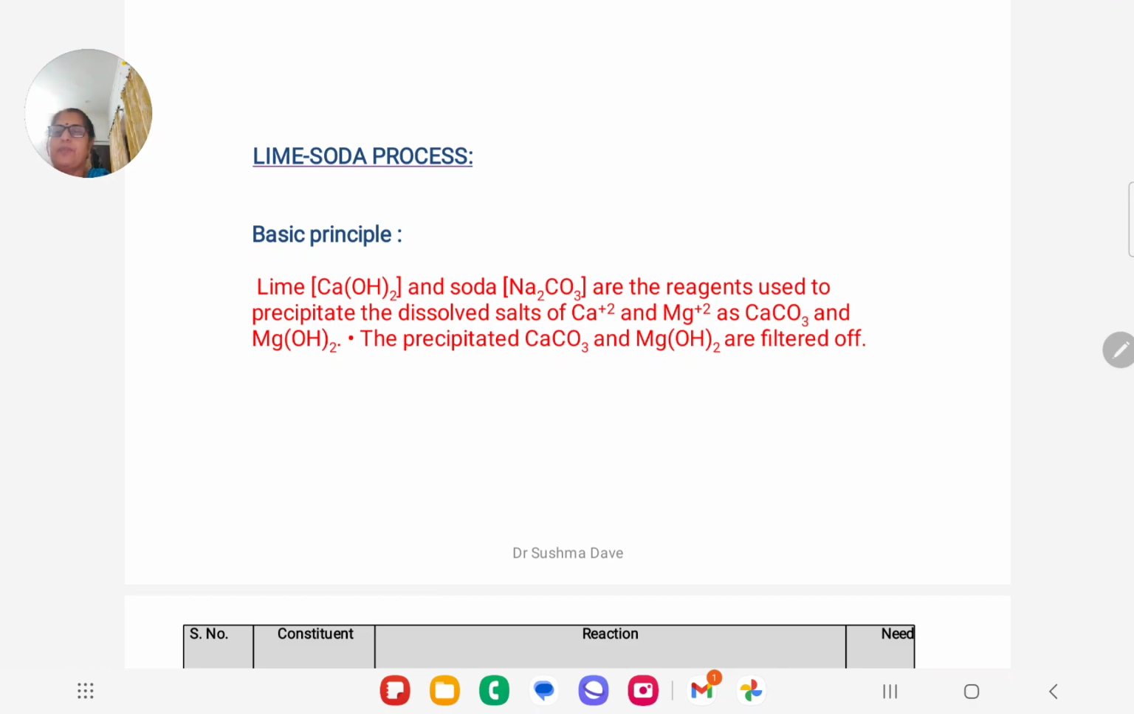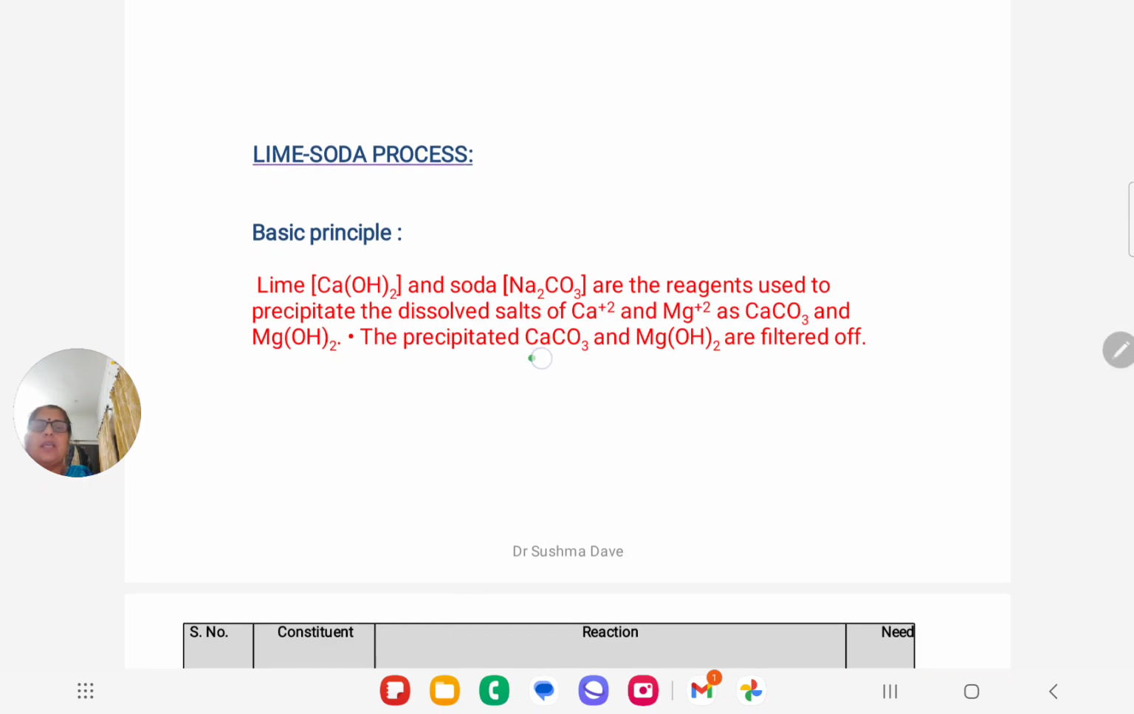In lime soda process, the basic concept is lime, that is calcium hydroxide, and soda, that is Na2CO3, are the reagents which are used to precipitate the dissolved salts of calcium plus 2 and magnesium plus 2, and they are converted to CaCO3 and Mg(OH)2. The precipitated calcium carbonate and magnesium hydroxide can be filtered off, and thus the water becomes soft. So this calcium carbonate and magnesium hydroxide is found as precipitate when treated with calcium hydroxide and sodium carbonate.